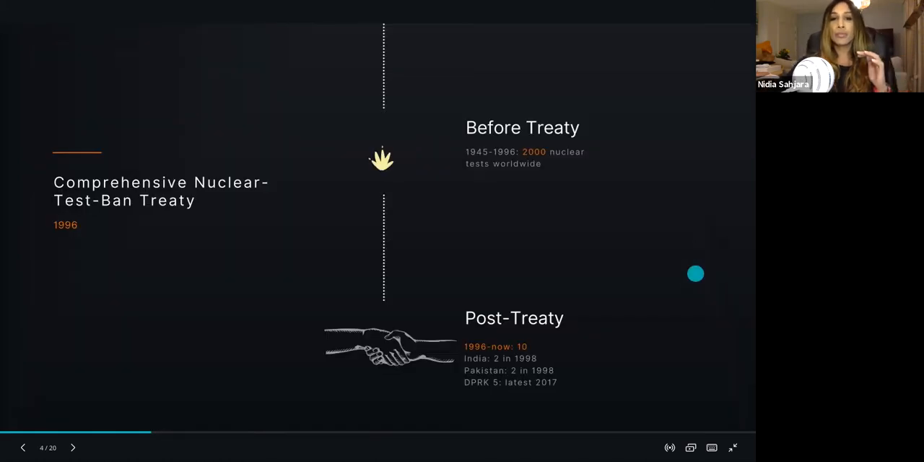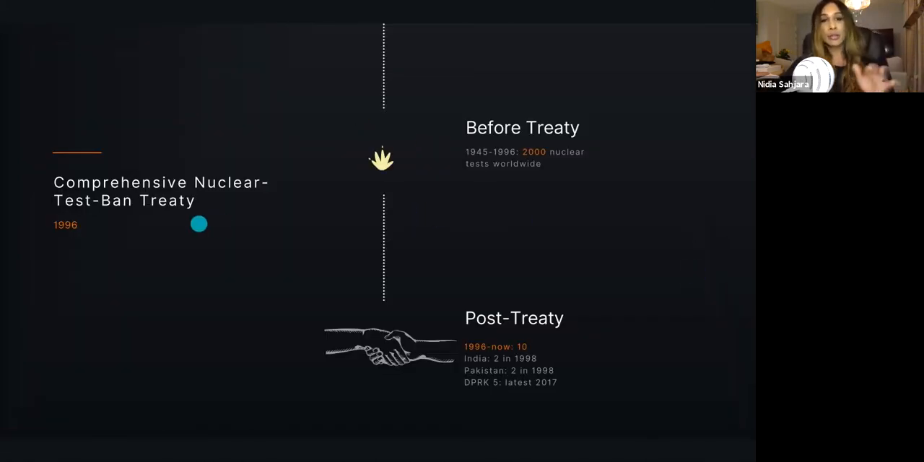So there was this treaty, the Comprehensive Nuclear Test Ban Treaty, in 1996. Generally before that, we had a lot of testing going on.